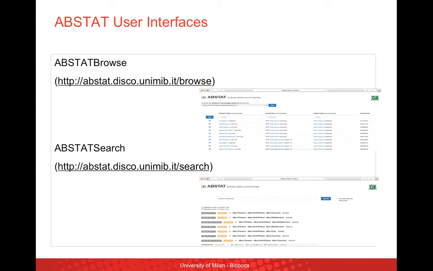At the moment of speaking, ABSTAT has two user interfaces. ABSTAT Browse, which helps users browse for a given dataset its types, properties, or patterns in the summary. ABSTAT Search, which implements a full-text search functionality over a set of summaries. So how can ABSTAT support users to formulate SPARQL queries?